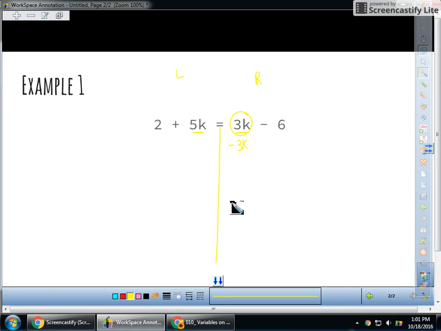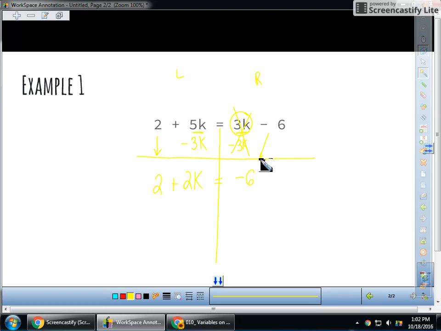So I'm going to move this 3k by subtracting it. Now the 3k can only be combined with the 5k, so I'm going to put it underneath the 5k, and here is where format is very important. If you put the 3k underneath the 2, that's going to be an issue. We draw our line. I have done nothing with my 2, so I bring it down. 5k take away 3k is a positive 2k. I bring down my equal sign, 3k take away 3k cross out, and I'm left with take away 6.